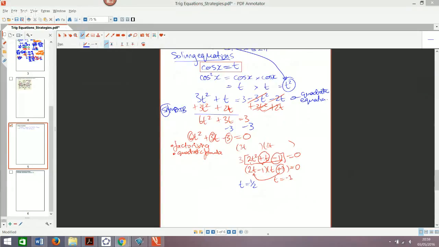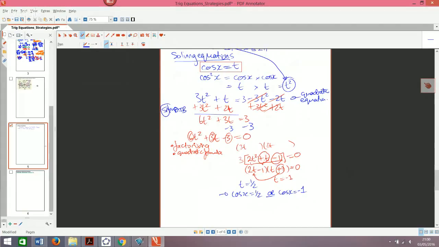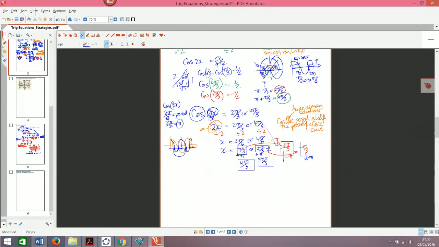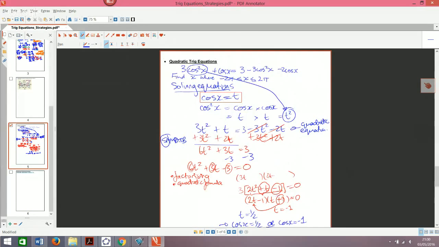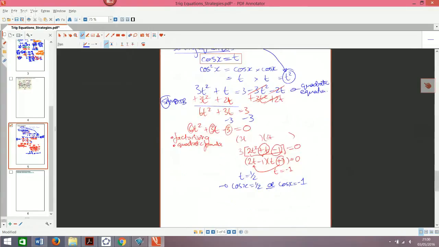So what I'm actually saying is that, oh, my tracking's gone out. Bear with me one second. Great. So cos x equals a half, or cos x equals minus 1. And then you can use your non-calc ratios and your periods and everything else to solve it, just like we solved this one. I'm not going to go into all that detail. So the key difference here is you need to use your quadratic equations methods.